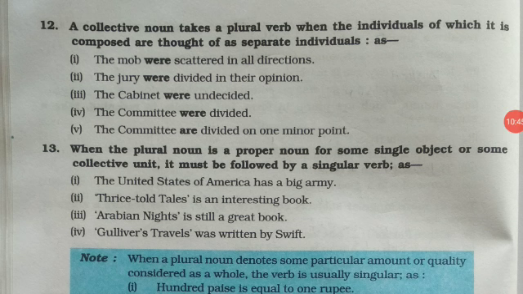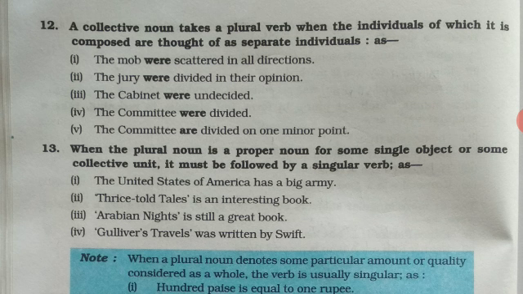Now rule number 12. A collective noun takes a plural verb when the individuals of which it is composed are thought of as separate individuals. The separate individuals may then use a plural verb. Here for example, the mob were scattered in all directions. अलग अलग directions में scattered हो गए. That's why you will use a plural verb.